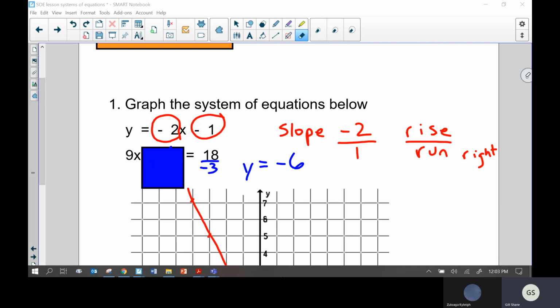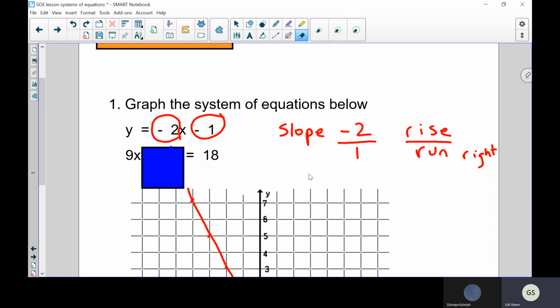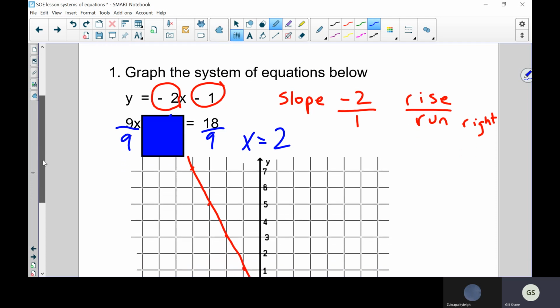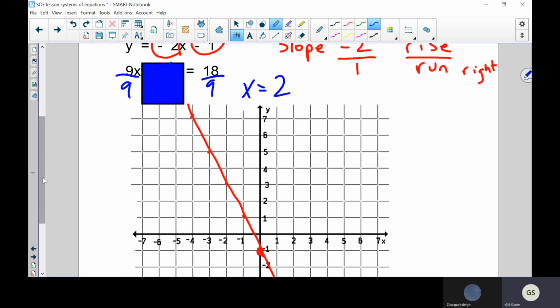So again, I'll divide by the number that's right in front of the variable. And I guess I'll just use blue again. Divide by 9, divide by 9. And I get x equals 2. So now that I've solved and come up with a number for the variable, I go back to the graph. Now I go to the x-axis though, because I just solved for x.